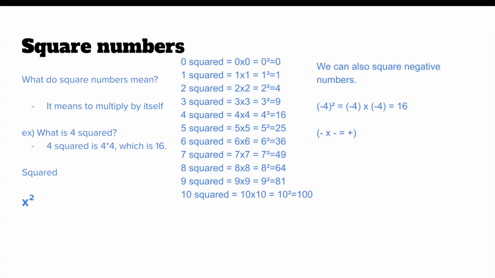We can also square negative numbers. For example, what happens when we square negative 4? Negative 4 times negative 4 is 16 because a negative times a negative gives a positive answer. So when we square a negative number, we get a positive result.